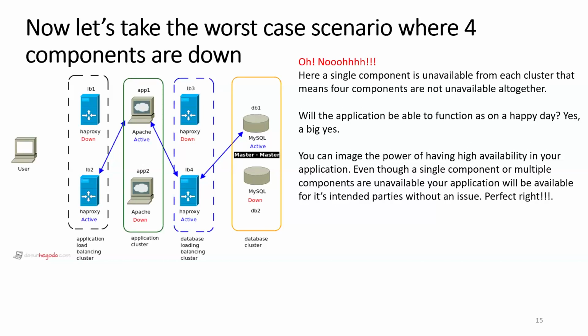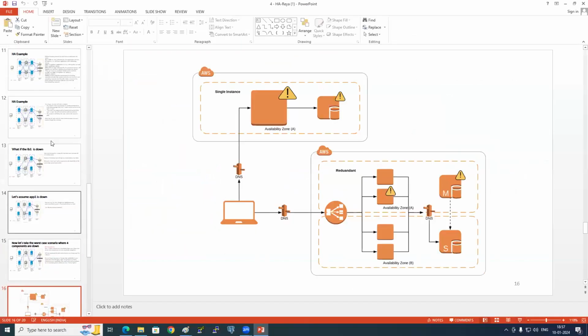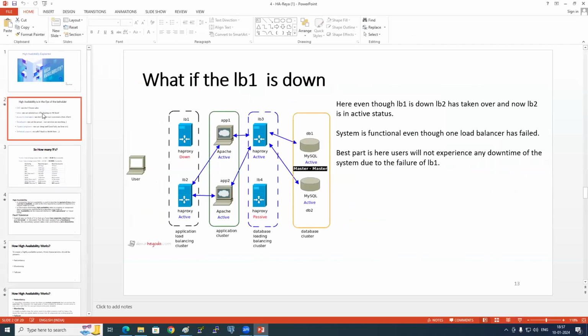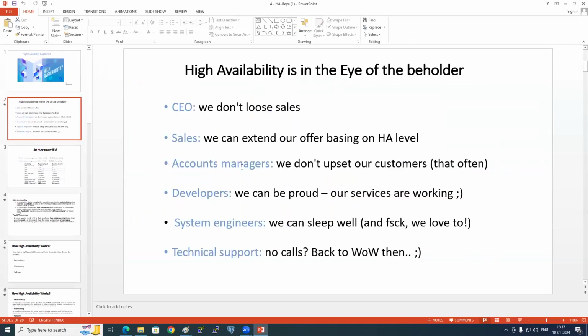High availability is everywhere. High availability is very important from the entire company's point of view. Let's say, for example, I'm coming to the first point here. See here, everyone. The CEO says we don't lose sales. Nana, if the services are not available, then he'll lose sales, obviously. So the CEO strongly says, hey, we don't lose sales, because what is in his mind? High availability. Because you are the one who is setting up high availability.